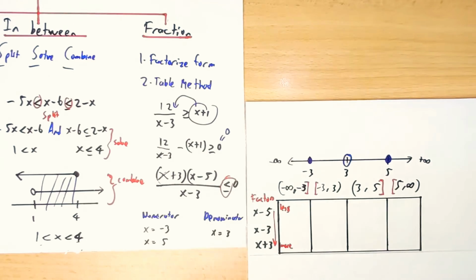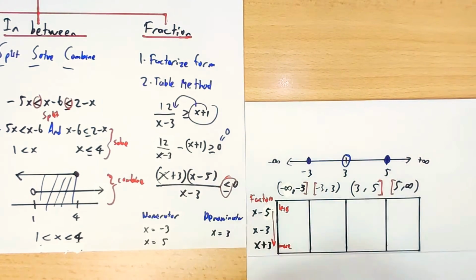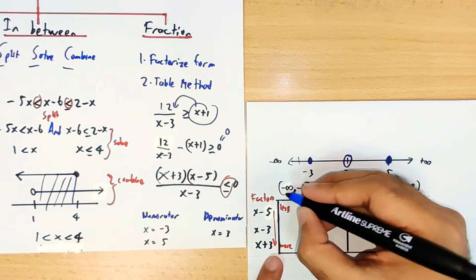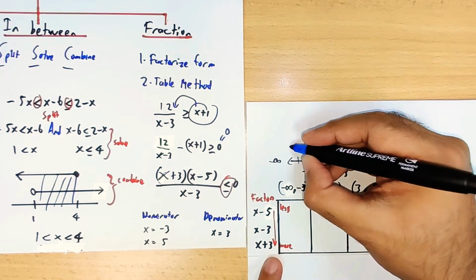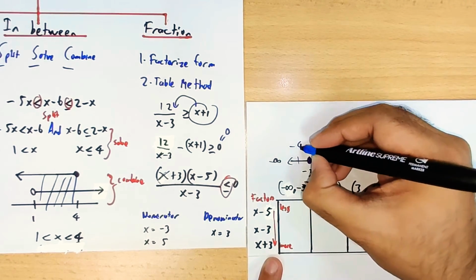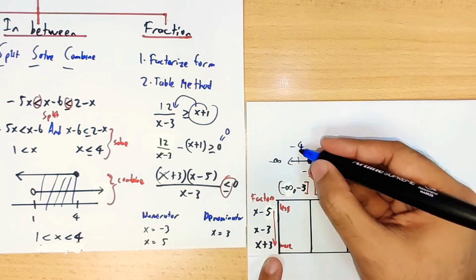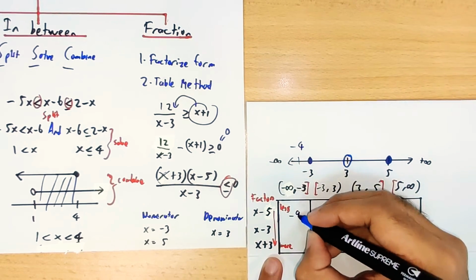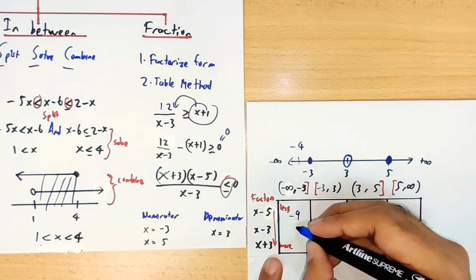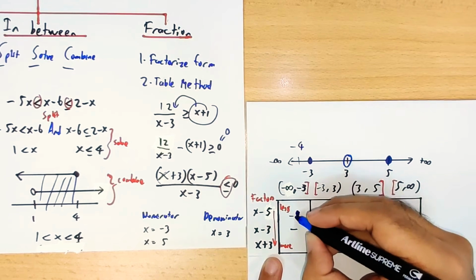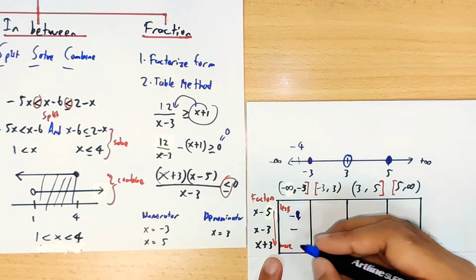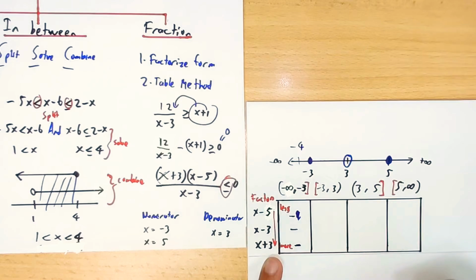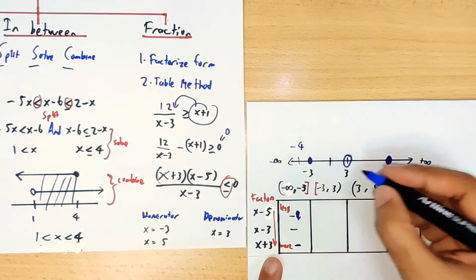Right, from here you need to choose a number somewhere between there. So let's say between this, just choose any number. Let's say negative 4, x equals negative 4. So substitute inside: negative 4 minus 5 is negative 9, negative 4 minus 3 is negative, and negative 4 plus 3 is still a negative. Okay, so we do the same for the rest of them. So choose any number here.